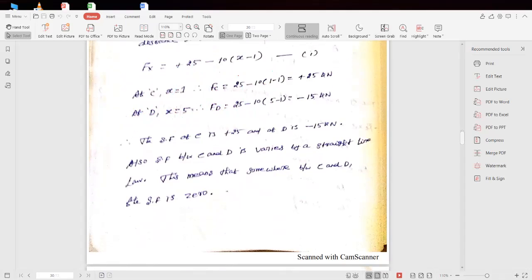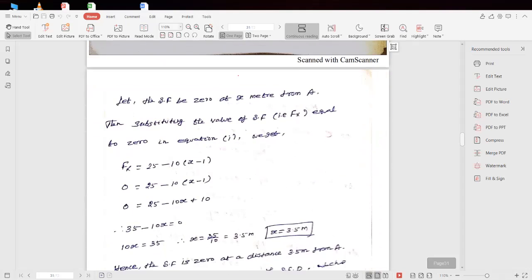So at C, point x equal to 1, FC is 25. At D, point x equal to 5, therefore FD is minus 15. So I can draw the shear force. Then you can see the bending moment. How to draw the bending moment diagram.